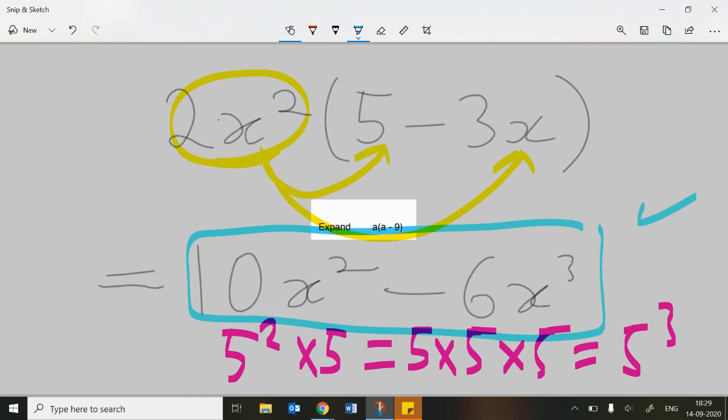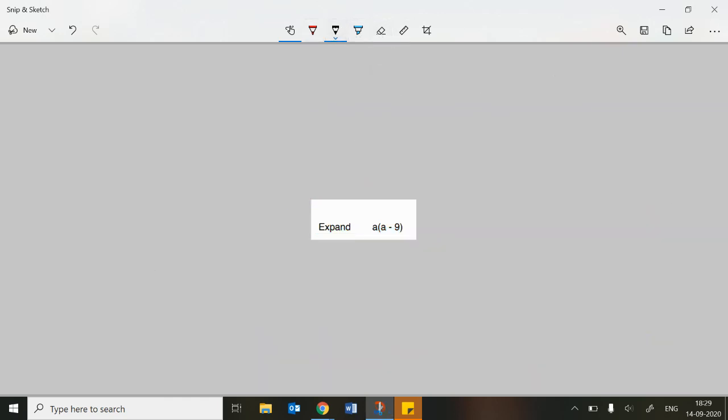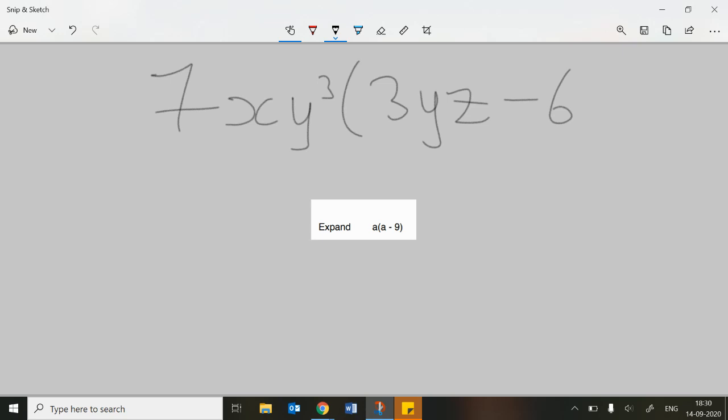Maybe let's make things a little bit harder again. See if we can make it as hard as possible. So this time I'm going to do 7xy cubed, then in brackets 3yz minus 6, and let's do x squared there. This is fiendish. This is horrible. I'm not sure what that would mean at all.